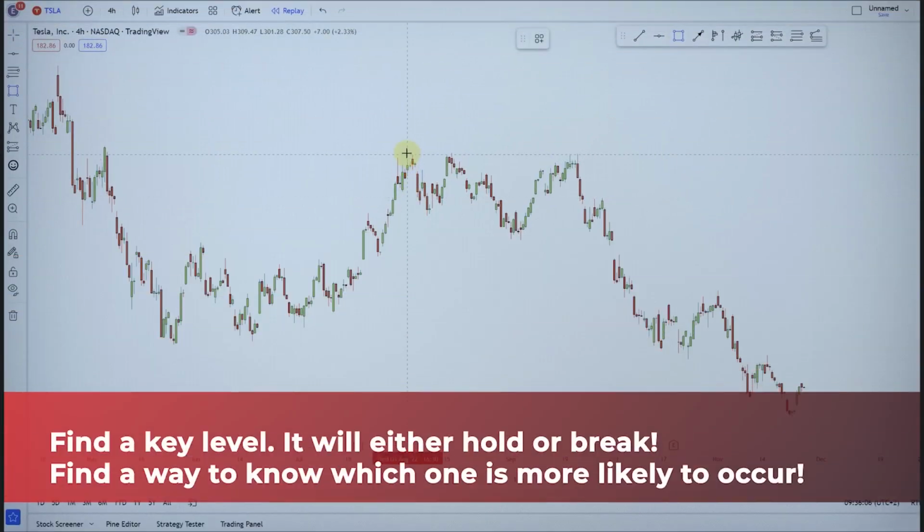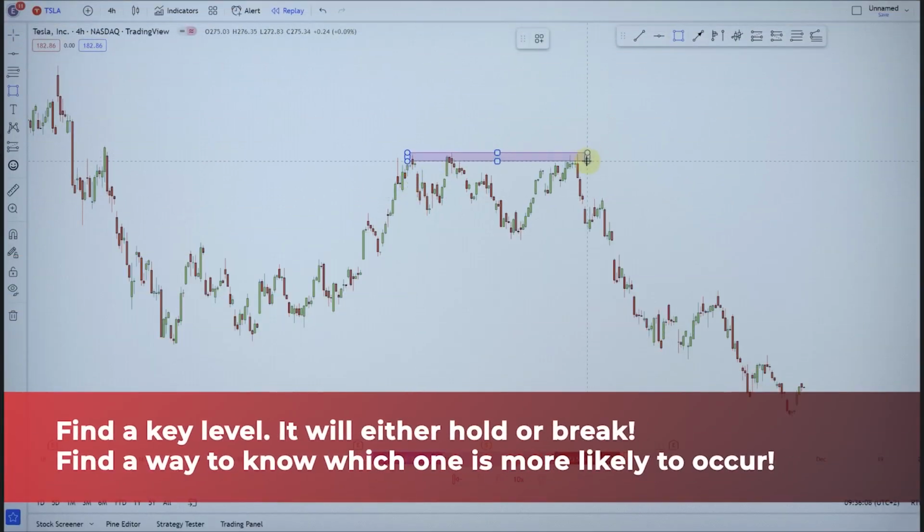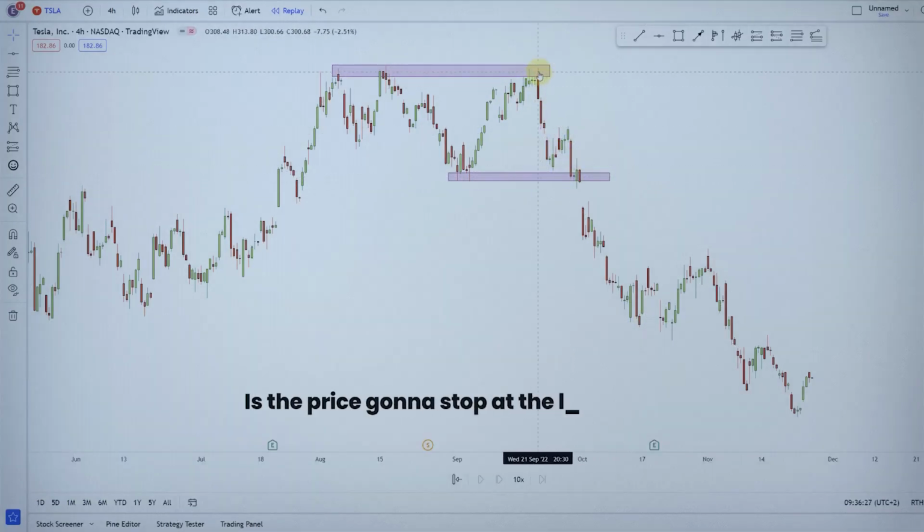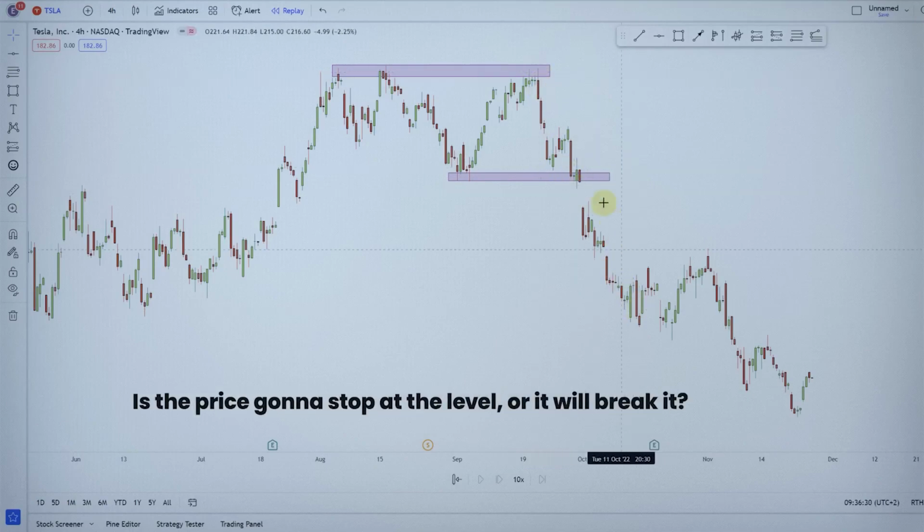Support and resistance zones will either hold or break. That's it. It's so simple. You don't have to overcomplicate things. Analyze higher timeframes, identify a key area, and then simply find your own method of determining which one has a higher probability of occurring and take action. Is the price gonna stop at the level or will it break it?